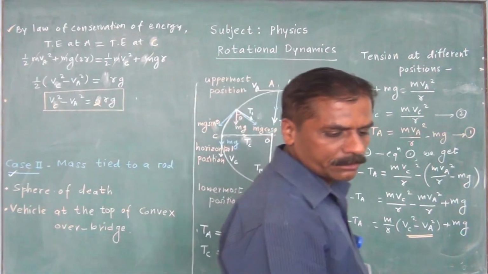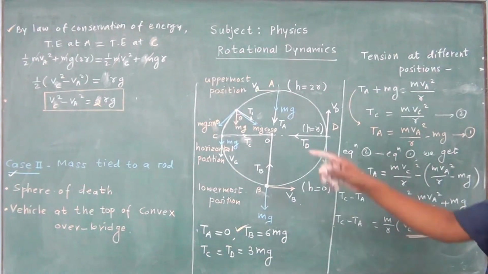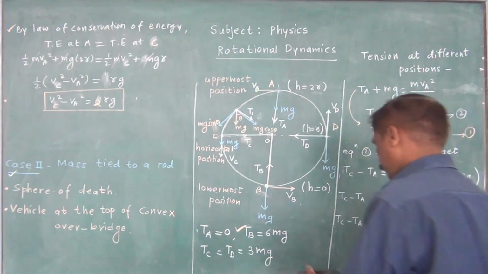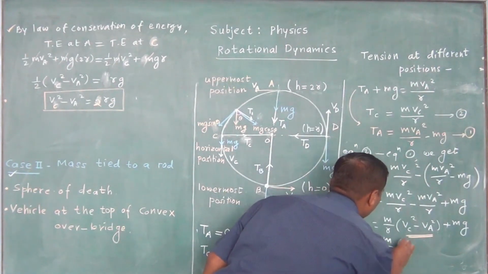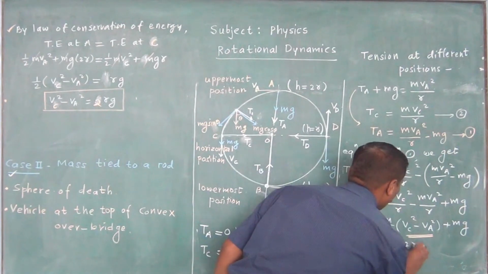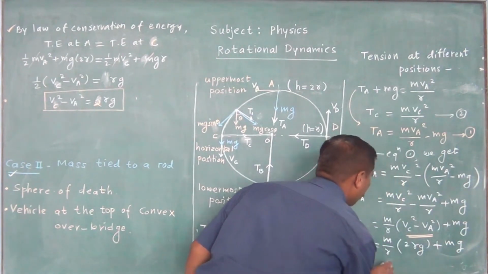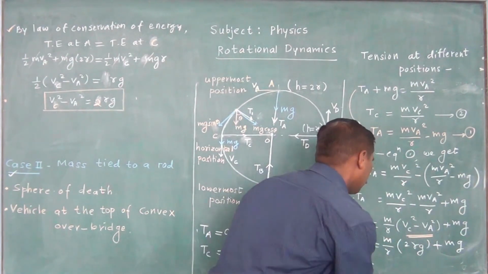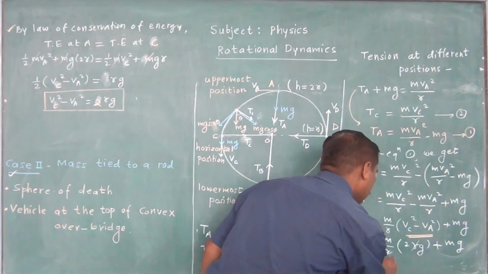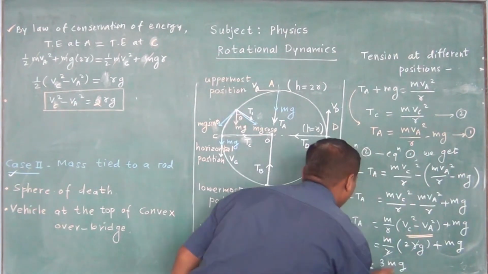And you have to put this value here, Vc square minus Va square. If we put this value here, then you will find it is m upon r, 2 times of Rg plus mg. So R and R get cancelled. 2 times of mg plus mg. This is 3 times of mg.